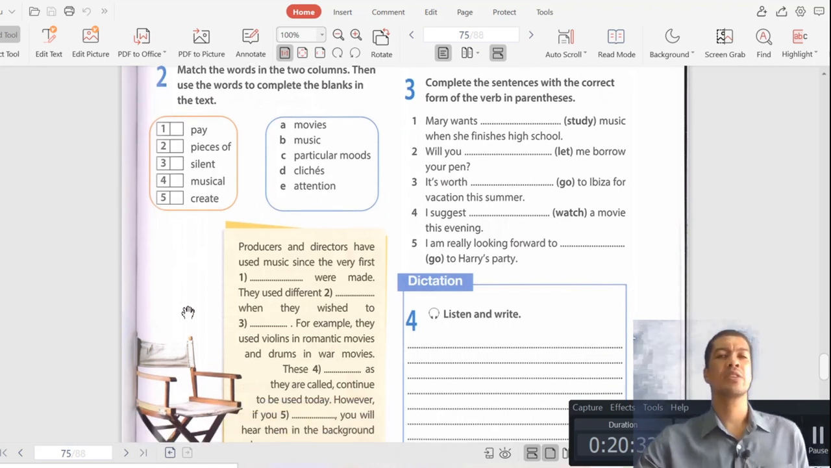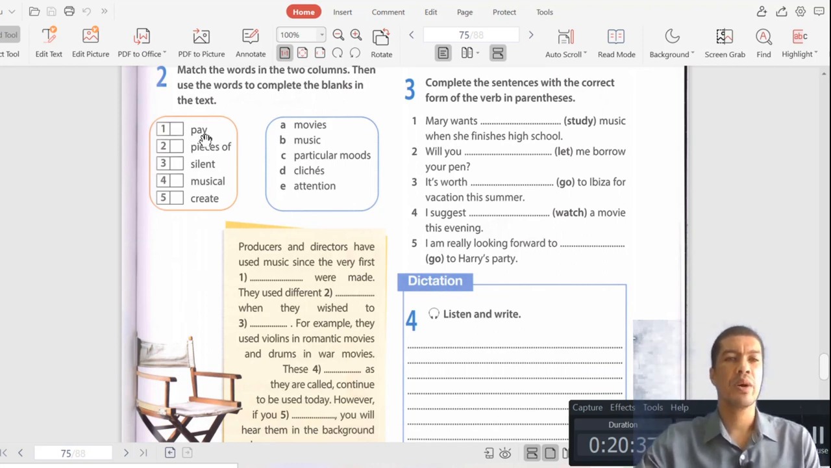Right, so if we had to match these words with the correct numbers, number one, to pay. We do pay to go to movies, but the correct answer for this is 1E, when we pay attention. And that simply means to focus. So one will be E, number two, pieces of music, will be B. Number three, silent movies, will be A.